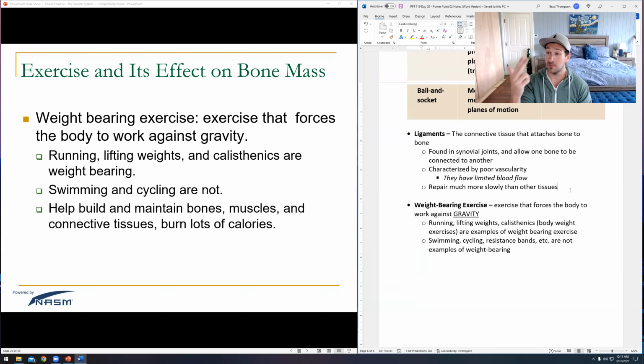Running, lifting weights, body weight exercises like calisthenics, the Stairmaster, boot camps, sandbags, kettlebells, barbells, dumbbells, all of it. Anything that's working directly against gravity are very good examples.